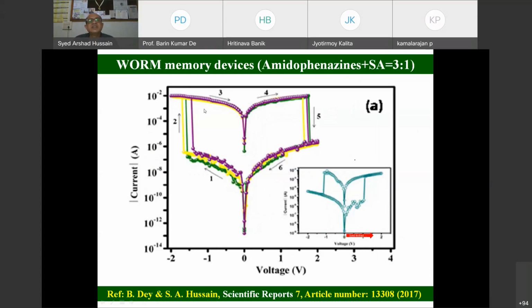And here you can see when we change the composition, phenazine to SA at 3:1, just opposite the ratio, you can see they showed RAM behavior. Or this title is wrong, sorry, it's RAM. You can see when we apply voltage, at a certain voltage it goes to the low resistance state. Then again, when we go on opposite scanning, it again comes back to its initial high resistance state. So it's reversible. It's RAM kind of behavior.